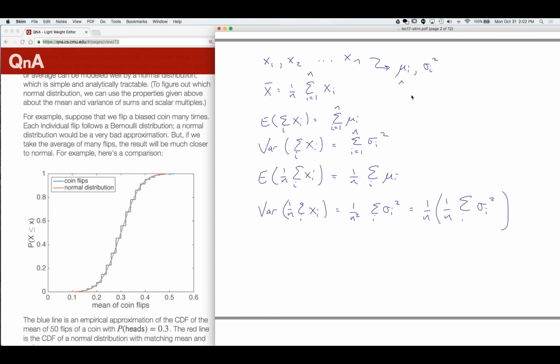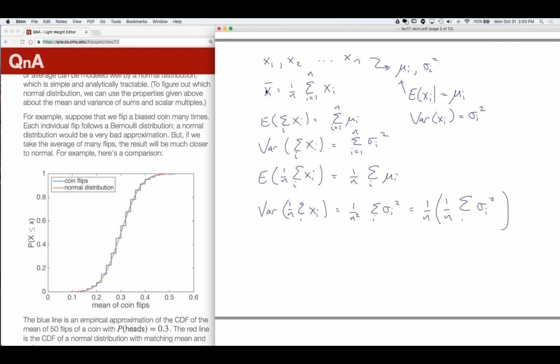So what I'm saying here is that the expected value of xi is equal to mu i, and the variance of xi is equal to sigma i squared. So each one of these x's has a mean and a variance, and I'm just writing mu i for the mean of the ith one, and sigma i squared for the variance of the ith one. And so if each one of these xi is a random variable, the mean of all of them is also a random variable.